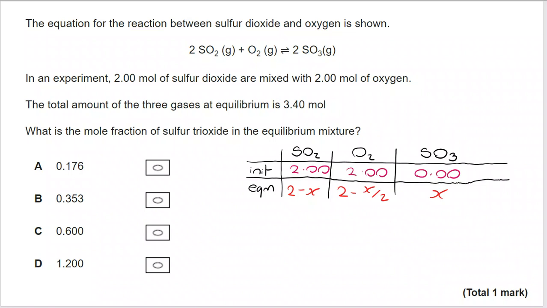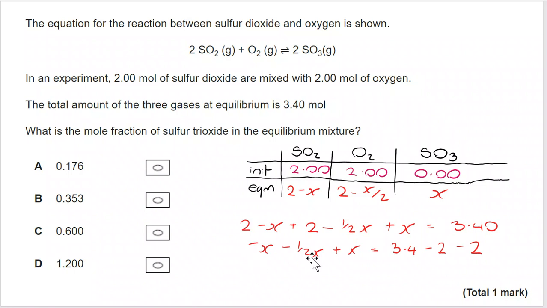So we've now got this mathematical expression with all of the X's, and we know that the sum of all of these is 3.4. So 2 take X plus 2 take half X plus X is equal to 3.4. If I then rearrange it to put all of the X's on the same side, I have negative X take away half X plus X equals 3.4 take away 4. Simplifying all of that, negative half X is negative 0.6, which means that X is equal to 1.2. So I now know that I have 1.2 equilibrium moles of SO3.